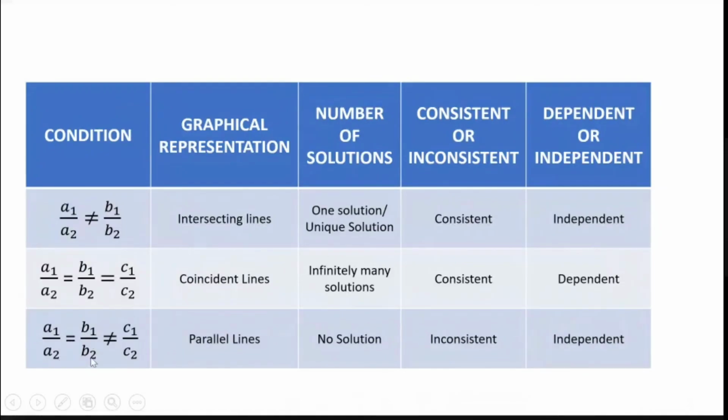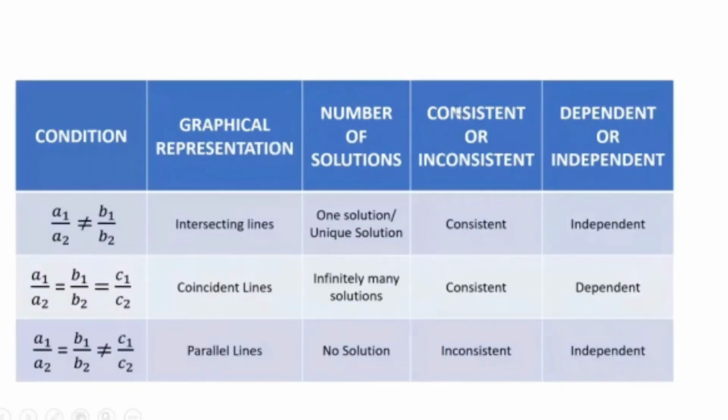In the third case, a1 upon a2 is equal to b1 upon b2, but it is not equal to c1 upon c2. I'll get parallel lines. There will be no solution. The system will be inconsistent, or it will be independent, I can say.